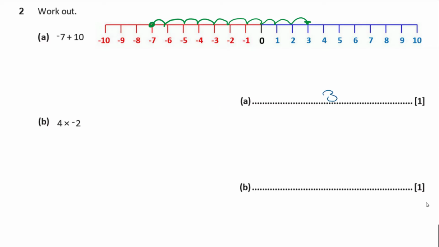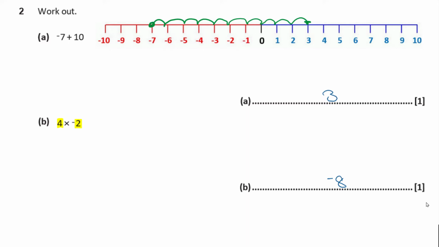4 times -2. Now when you're multiplying positive and negative numbers, you just go ahead and multiply the numbers. 4 times 2, that's going to be 8. And then you have to think about what the sign is going to be. Now here I've got 1 positive and 1 negative, and a positive times a negative is negative. Okay, so if the signs are different, it's going to be negative. If the signs are the same, either both positive or both negative, your answer ends up being positive.